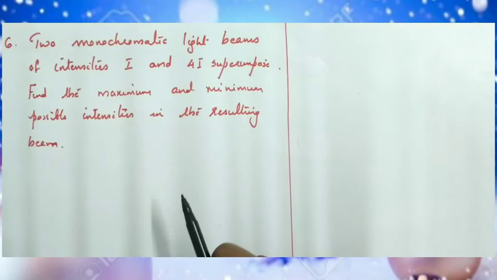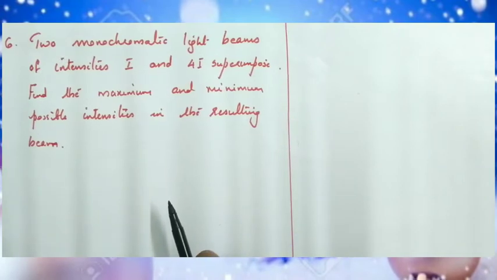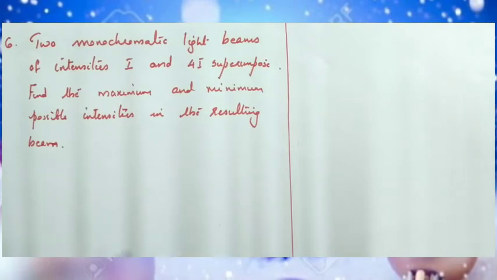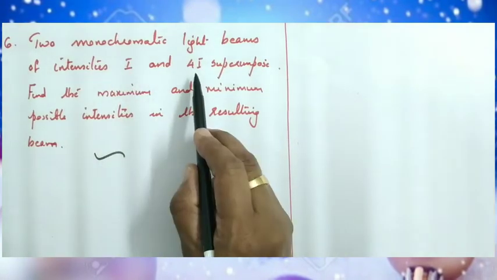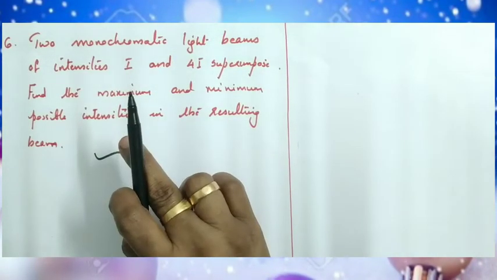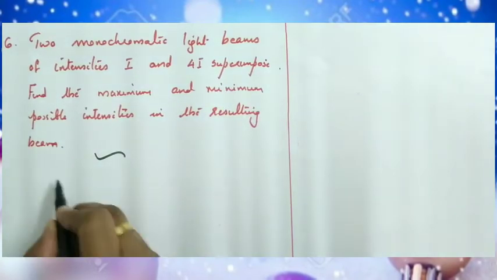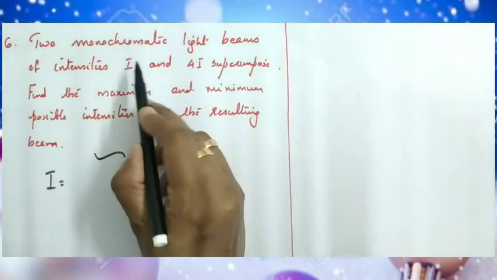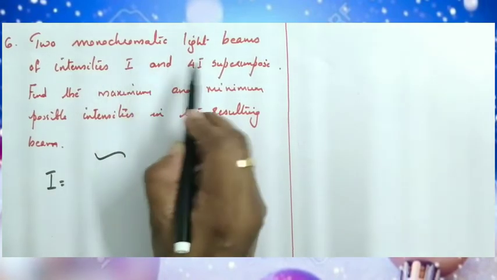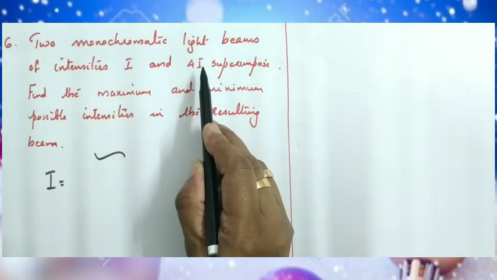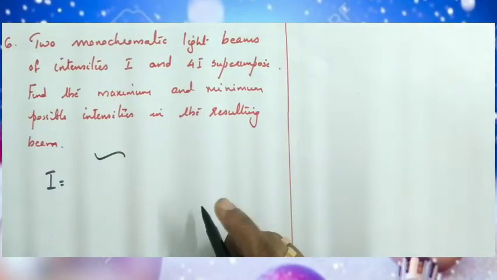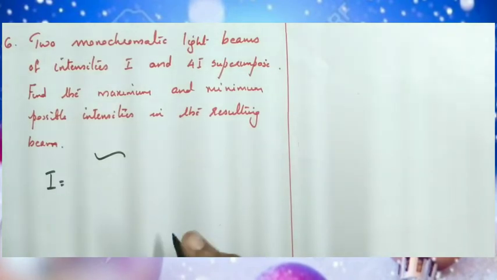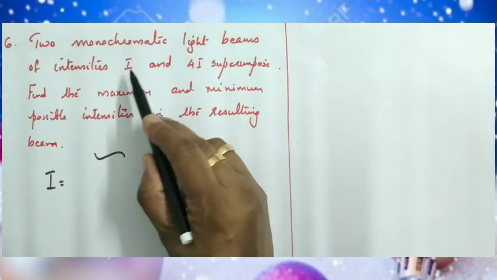Another very important question. Two monochromatic light beams of intensities I and 4I superimpose. Find the maximum and minimum possible intensities in the resulting beam. So two beams having intensities I and 4I, when they superimpose, find the maximum and minimum intensity. Here they have different intensities. If they had the same intensity, we could use the formula 4I0 cos square phi by 2. But here the intensities are different.